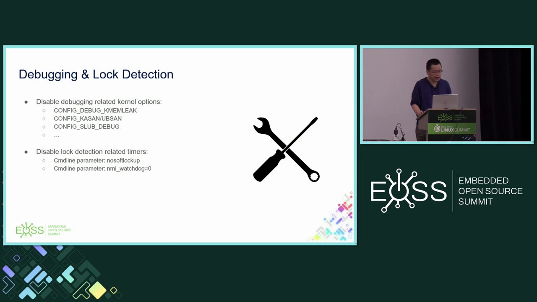For the kernel command line changes, nosoftlockup and nmi_watchdog=0 mean disabling extra lockup detection related timers. With fewer timers, we will get better performance. This is a trade-off as well. We get better performance, but we lose a lot of debug-related features. So before we do the real-time thread tuning, first make sure our system is stable enough, and then we can disable debug-related kernel options.